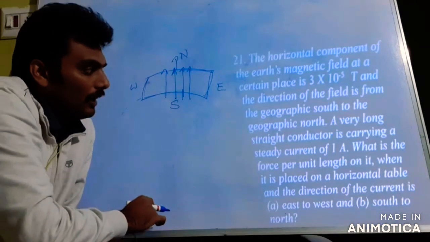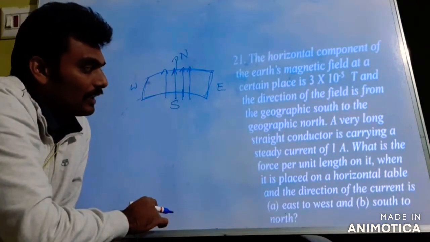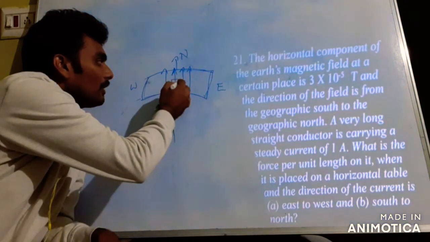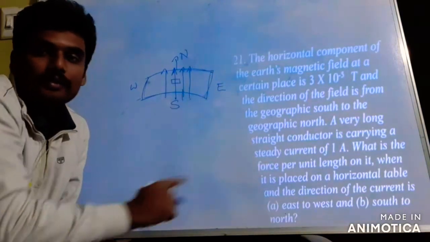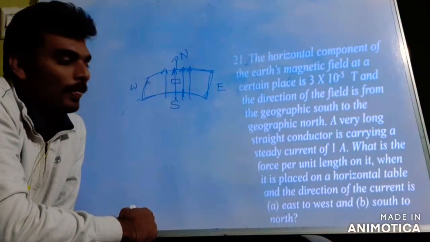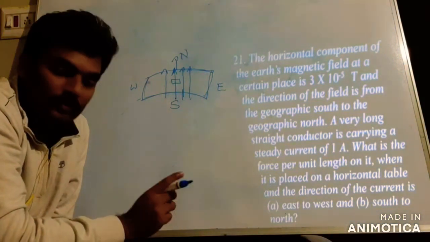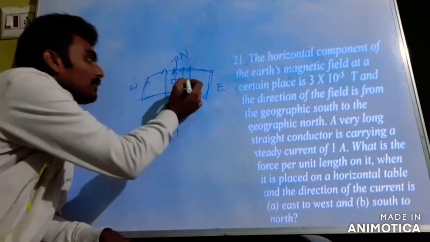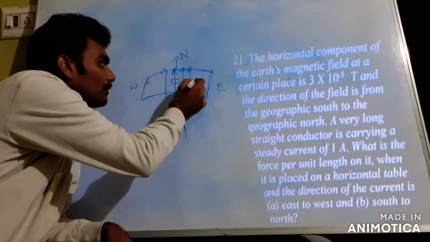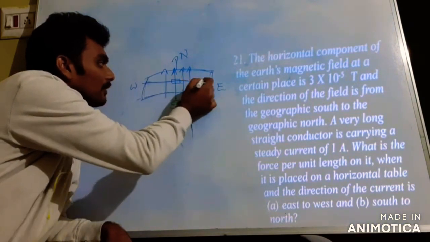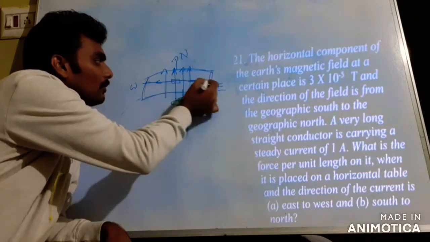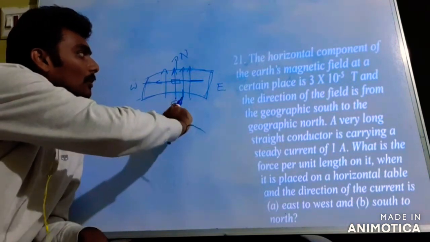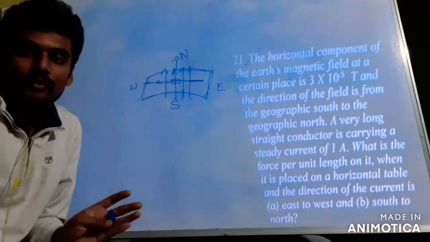And a very long straight conductor is carrying a steady current of 1 ampere. On the surface we will keep a table, and on the table we will keep a long current carrying conductor. There are two directions in which we will keep it. One is from east to west. So in sub question A, the first part of the question, we will keep the conductor like this, and the current will flow from east to west. And in the second sub question, the current will flow from south to north. Clear with the visualization?